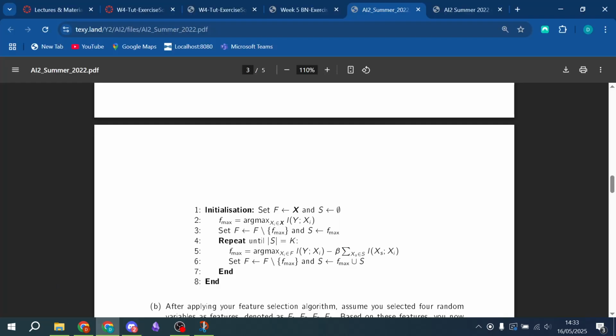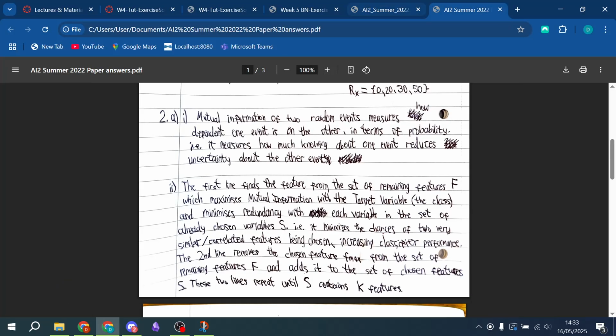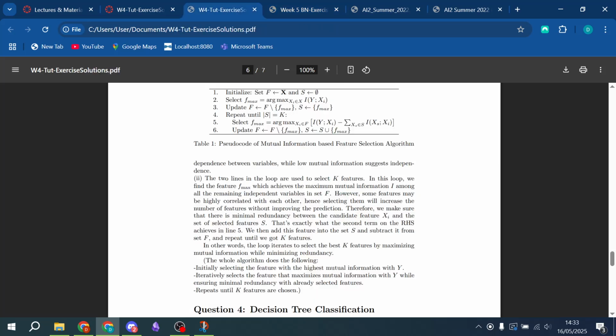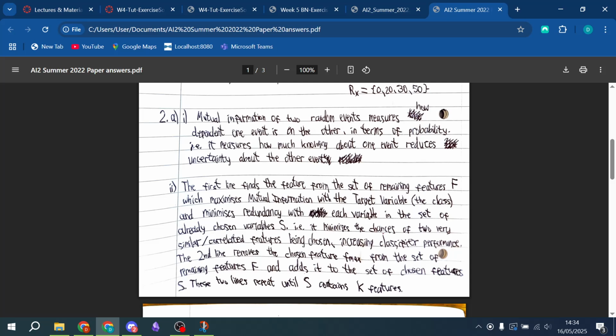So basically, it maximizes the mutual information with the target variable, but it minimizes what they call redundancy. I remembered this word from the mark scheme. They specifically say minimal redundancy. And what that means is it minimizes redundancy with the variables or features.